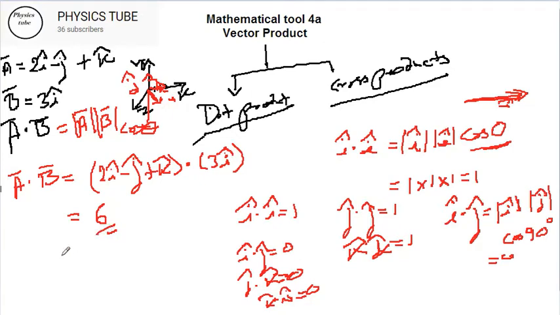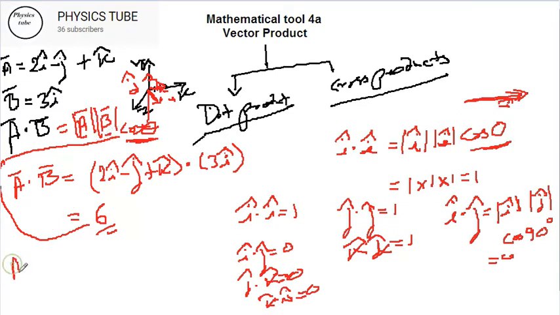Now they may ask you to find the angle between a and b, and the dot product is the easiest way, other than the parallelogram law, to find the angle between two vectors. For that we have to use the formula. On the left hand side we now have 6, but on the right hand side we want to find cos theta, but we don't know the magnitude of a and the magnitude of b.